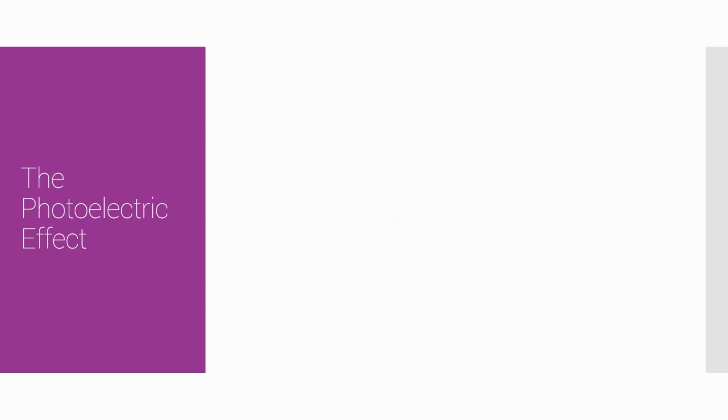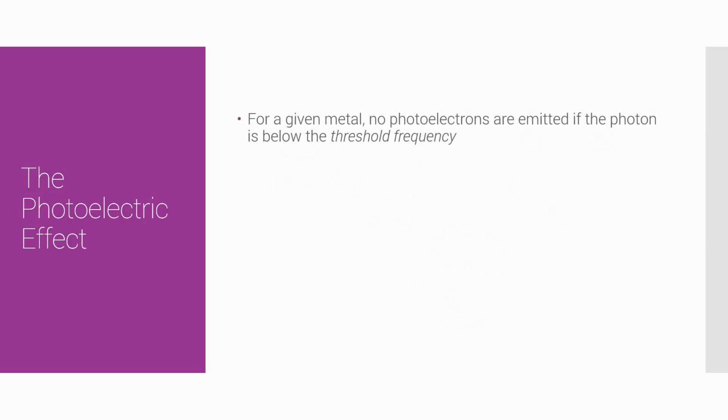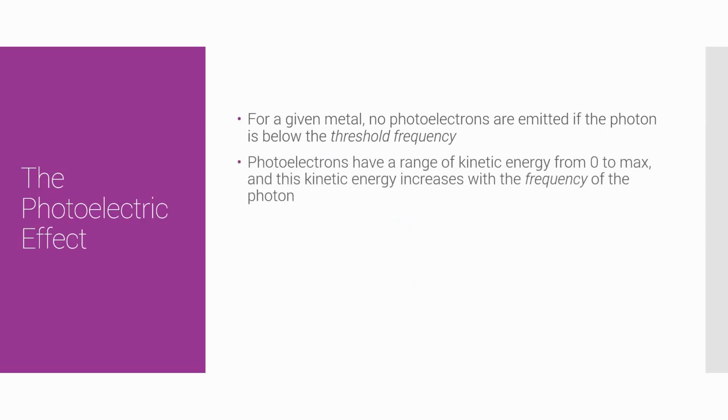The key points here are that for a given metal, no photoelectrons are emitted if the photon is below the threshold frequency. That is a very important term. Photoelectrons can have a range of kinetic energy from 0 to max, and this kinetic energy increases with the frequency, not the intensity, the frequency of the photon. Consequently, the amount of photoelectrons emitted per second is affected by the intensity, not the frequency. People commonly get these two properties mixed around.